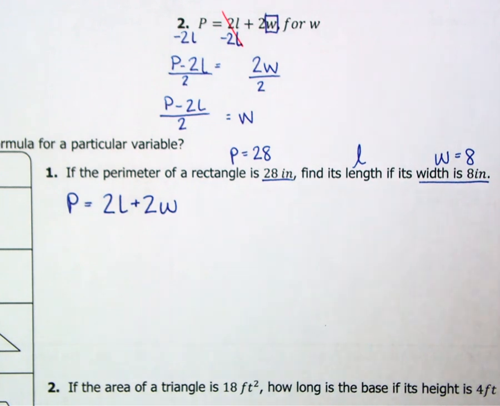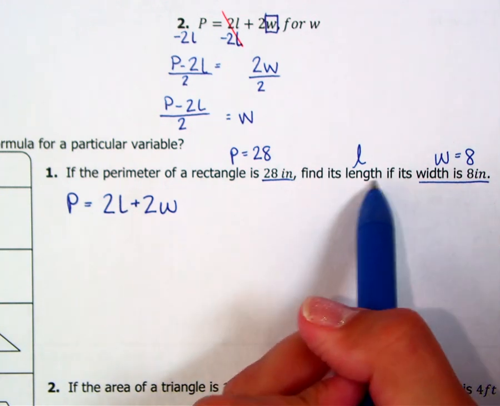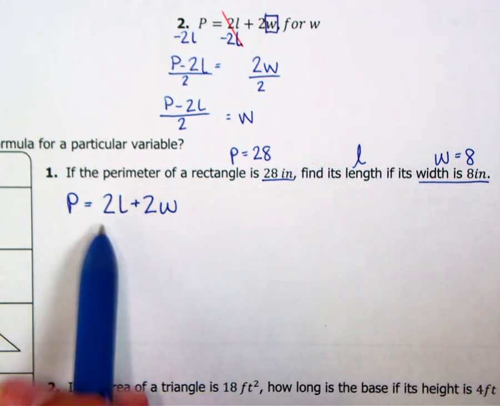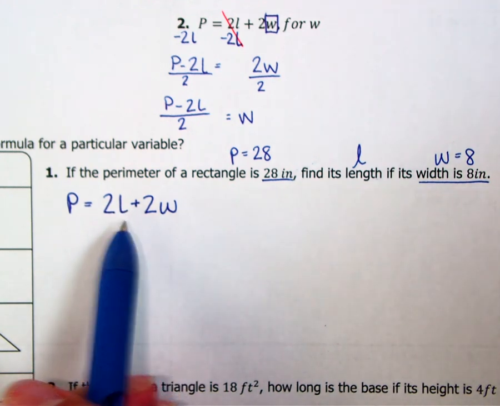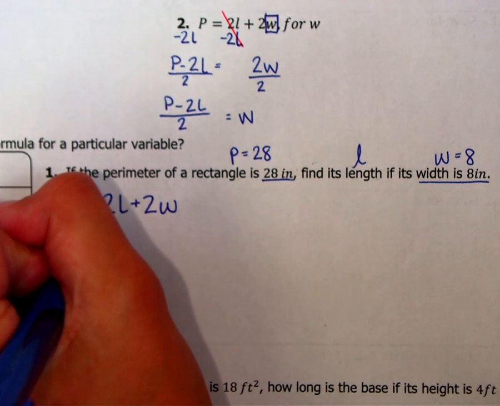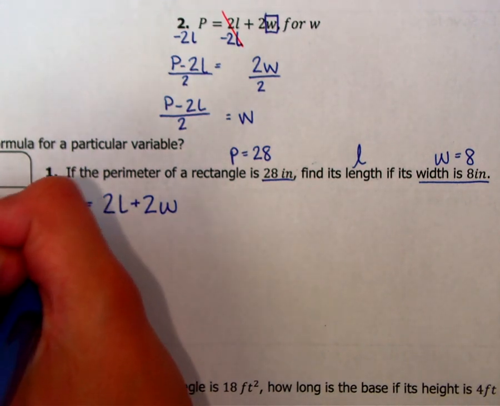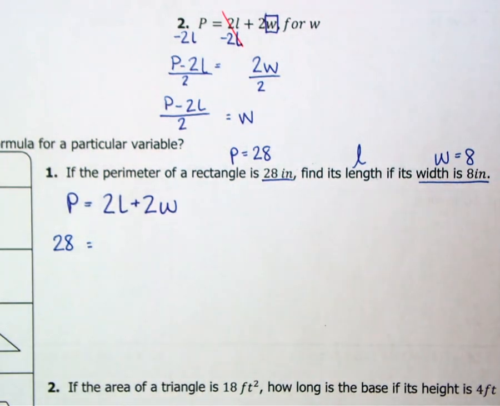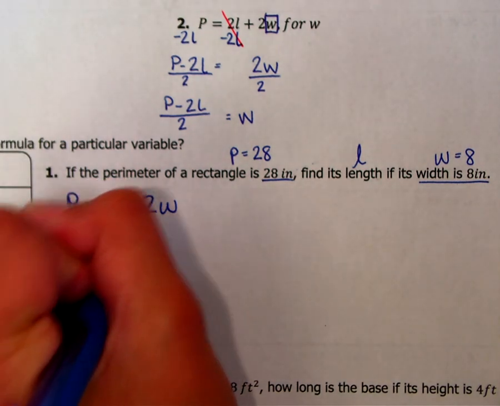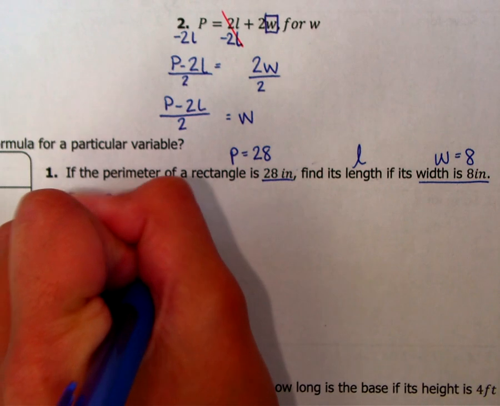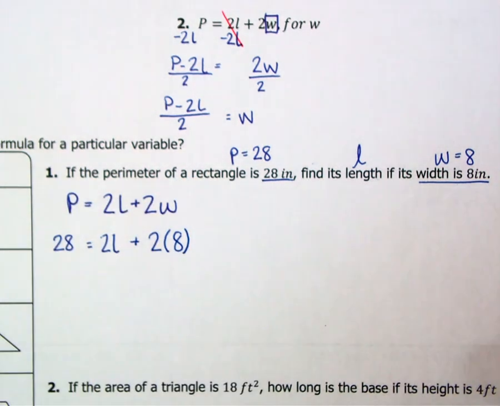The whole point in solving for an indicated variable is to eliminate steps at some point. Since we are solving for length, we rearrange this equation and solve for L. We could also plug in all of the information that we know and solve for L that way. So we'll have 28 equals 2L. I don't know what L is yet. And I know that W is 8. And then it looks just like an equation that we've seen before.